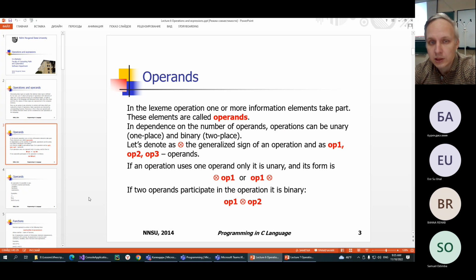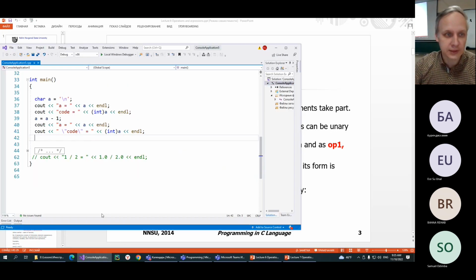According to the number of operands, operations can be so-called unary. A unary operation means that this operation requires only one operand. And binary: this operation requires two operands. Of course, in real life, in mathematics, it's more usual to deal with binary operations. Binary means with two operands.